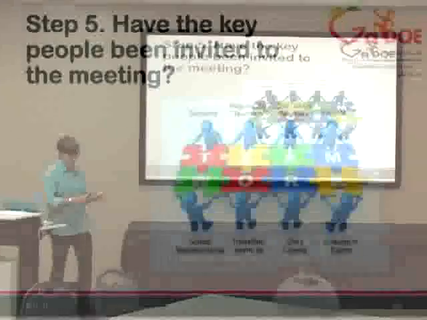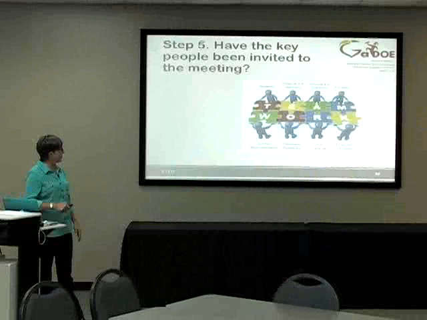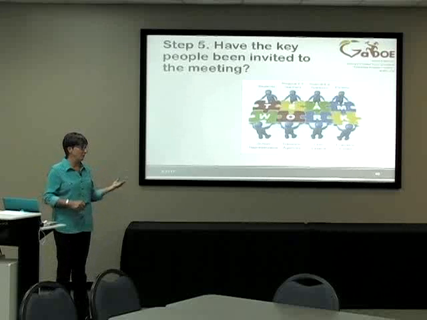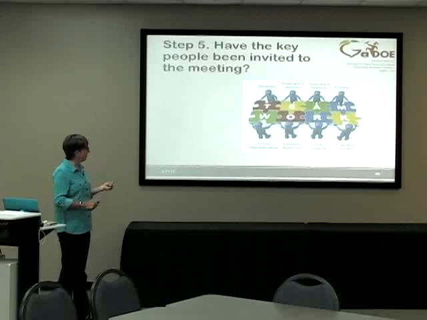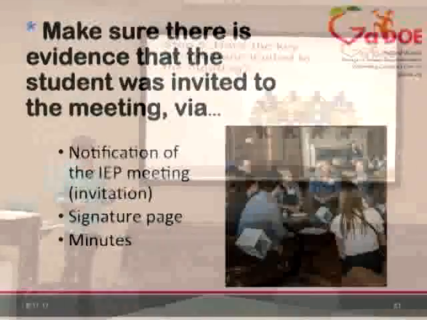So step 5 basically asks, have the key people been invited? And you can see on this visual, we've got different people. We've got the students, the regular ed teacher, the special ed teacher, the parents, evaluation experts, child experts, transition agencies, that's a big one, and school representatives. And of course, it can involve more than this. Like I said before, it can involve an employer. It can involve people from the working world. It can involve college reps. You know, the list goes on. I've even seen other support people like clergymen come to this meeting.